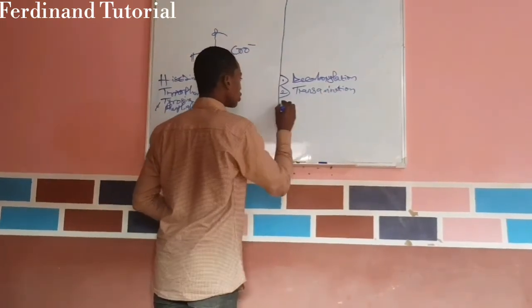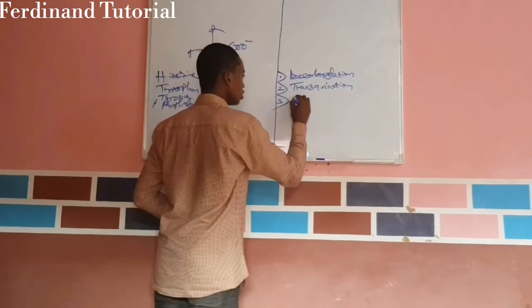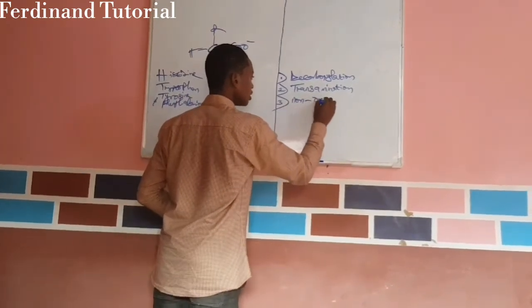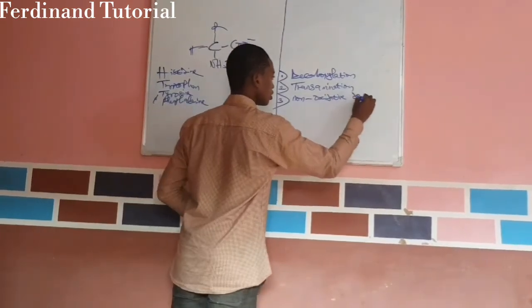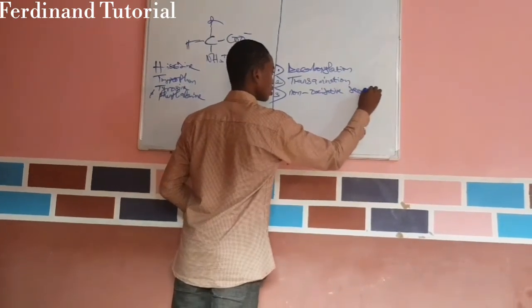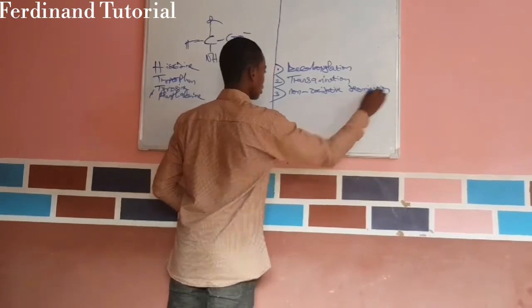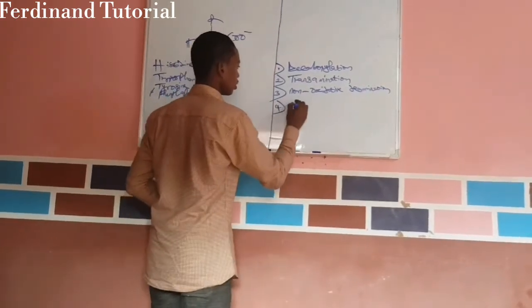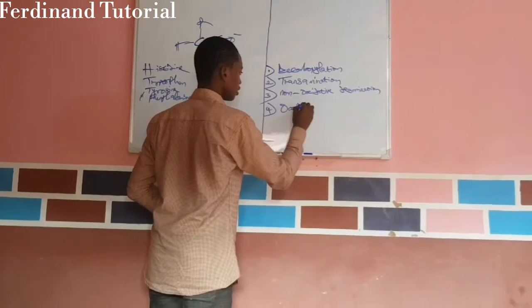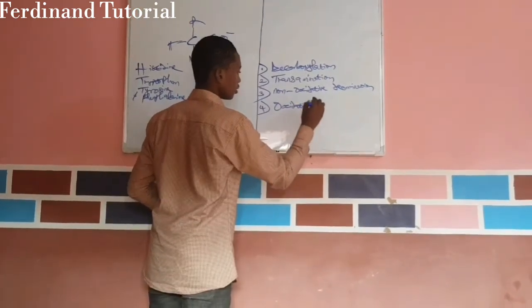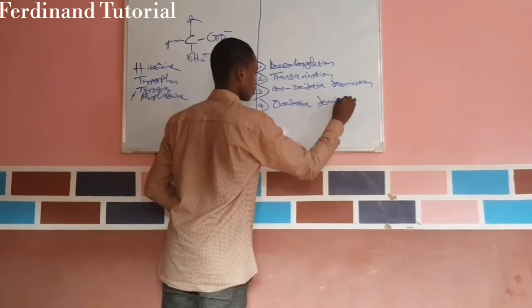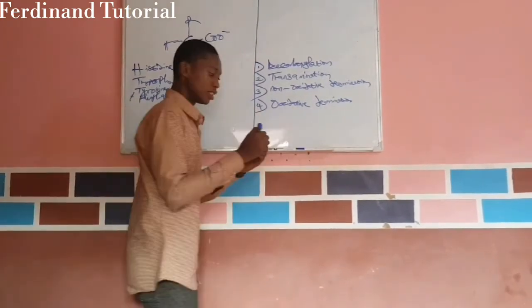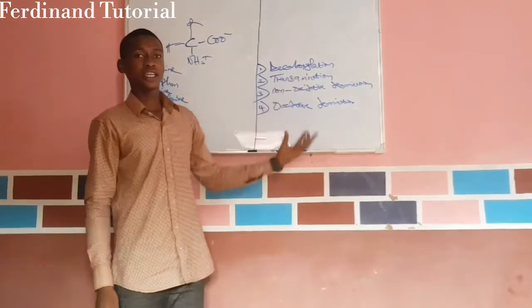We have the third one, non-oxidative deamination. And the fourth one, oxidative deamination. Okay, these are the four typical chemical reactions that an amino acid undergoes.